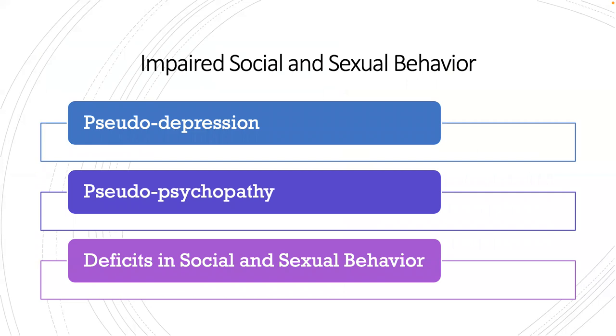The final major category of frontal lobe lesion symptoms is impaired social and sexual behavior, which involves pseudo-depression, pseudo-psychopathy, and deficits in social and sexual behavior. Social and sexual behaviors require flexible responses that are really dependent on contextual cues, and frontal lobe lesions interfere with both of these. So an obvious effect of frontal lobe damage in humans is a marked change in social behavior as well as personality.